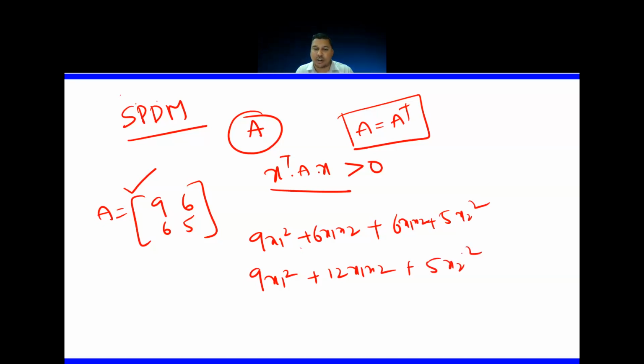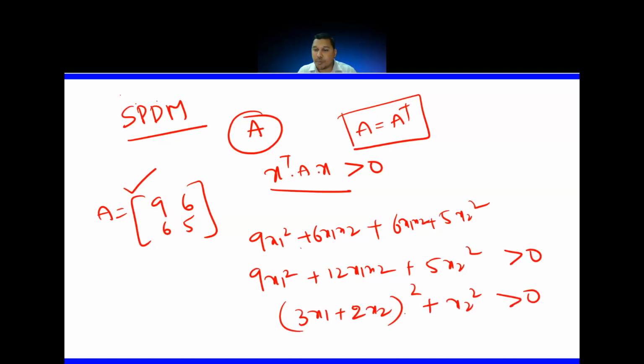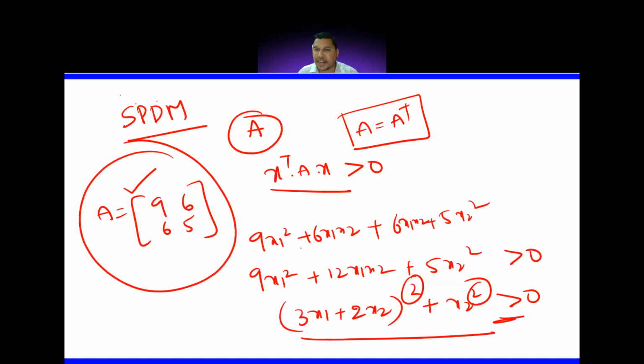For any given values of x1, x2, this should always be greater than 0. So I think I can express this as 3x1 plus 2x2 whole square plus x2 square. If you expand this, you get the same expression. Now you see, both are squares. In the bracket I have a square, plus x2 square. You give any value of x1, x2, negative, positive, anything, it is always greater than or equal to 0. Therefore, I can say this given matrix is a symmetric positive definite matrix.